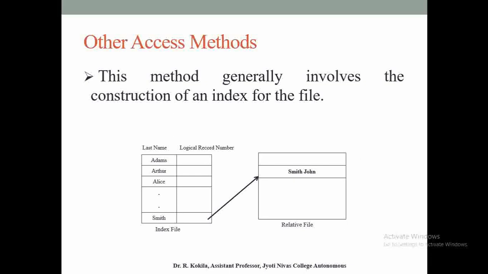your other access method. What are the three different methods we have seen? Sequential access means one record after the another. Direct access means directly and randomly, the order will not be followed; you can randomly pick up the record. Whereas in the other access method, you are using a concept called index.